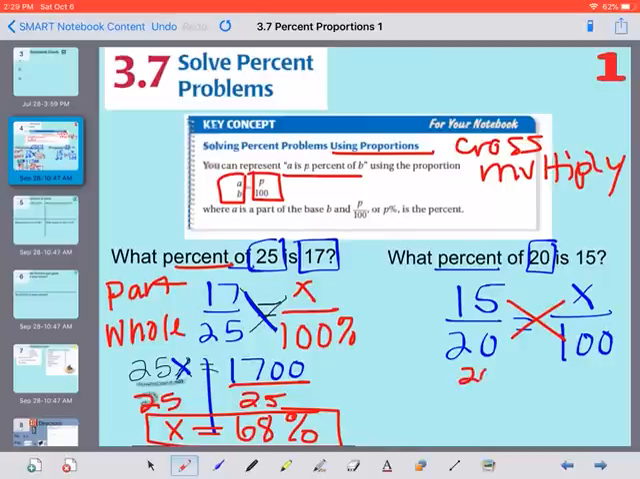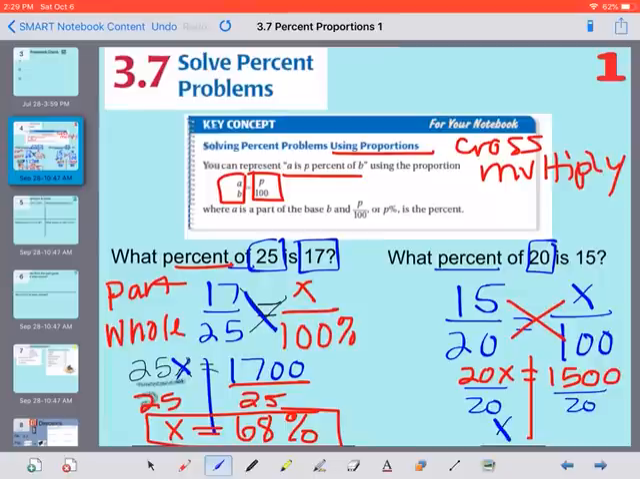20 times x is 20x. 15 times 100, we're just multiplying by 10 twice to get to 100, so we're really adding two zeros. And then dividing by 20. 1,500 divided by 20 gives us 75. So remember, we were looking for a percent. So x is 75%, which means 15 is 75% of 20. It's 3/4 of the way to 20.